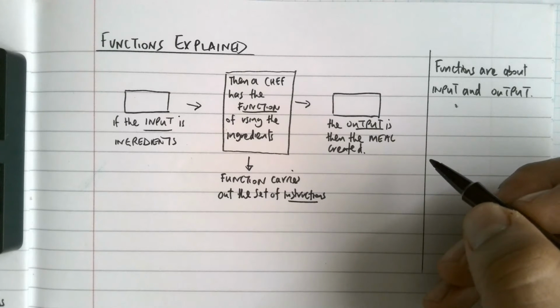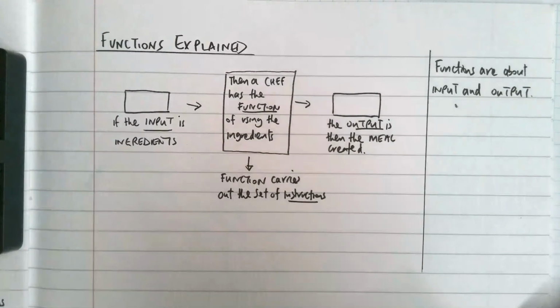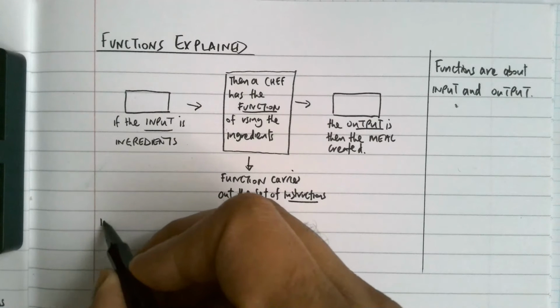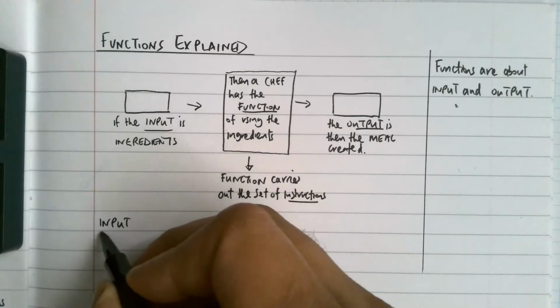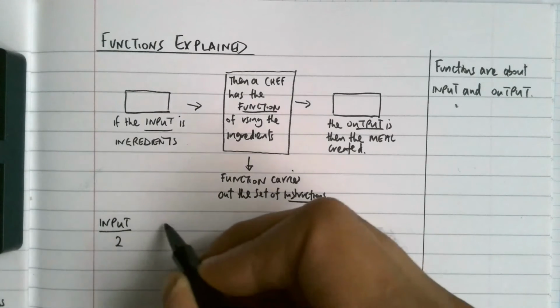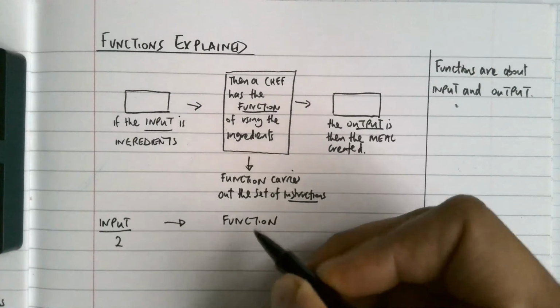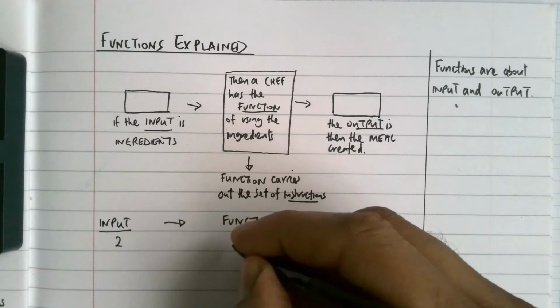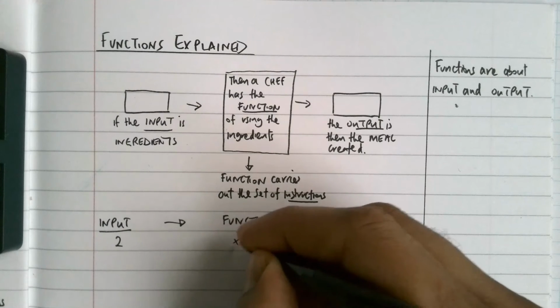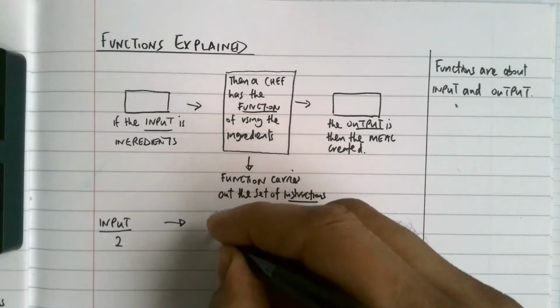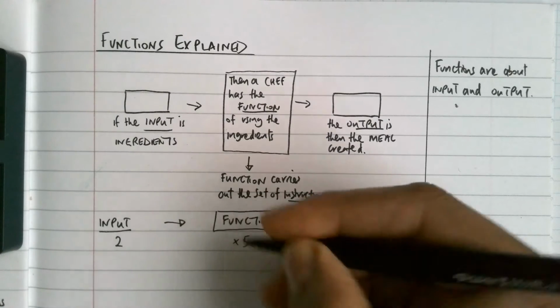Now if we look at something more numerical, then we have our input, and the input is, say, the number 2, and our function then uses that number 2 and, let's say, multiplies it by 5. Okay, then our end result, our output, is going to be 10 for that, right?